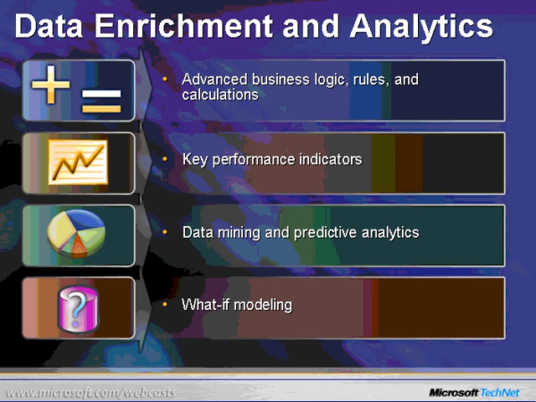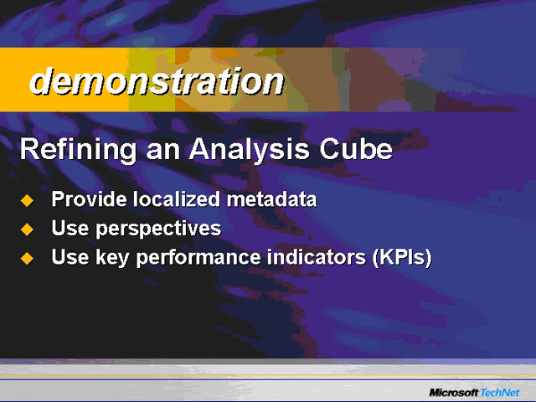Using the data and business logic stored in your model, you can then perform what-if modeling to help see different scenarios in the future that may affect your business, which helps you make intelligent business decisions. Let's go right back to a demonstration and see how this works. In this demonstration, we'll take a look at how to translate cube metadata into other languages, browse cube metadata in another language, and use perspectives to provide a window into your model. Then we'll look at how key performance indicators provide strategic metrics.